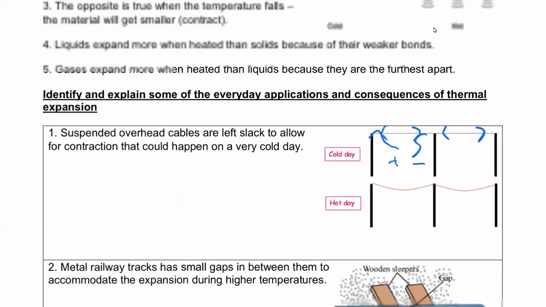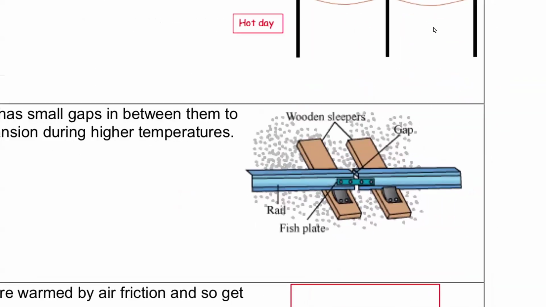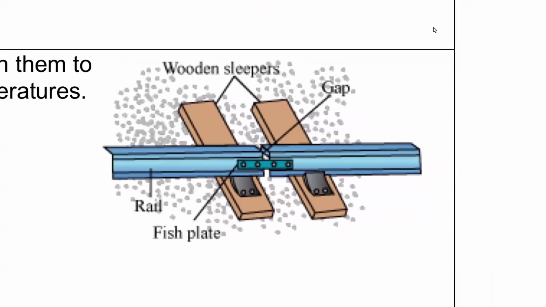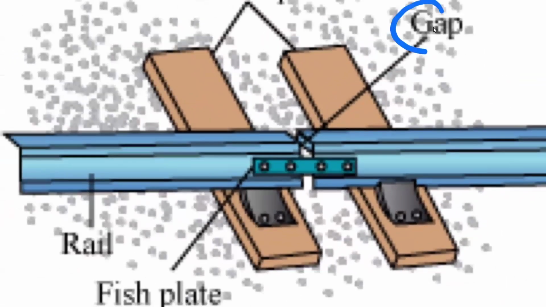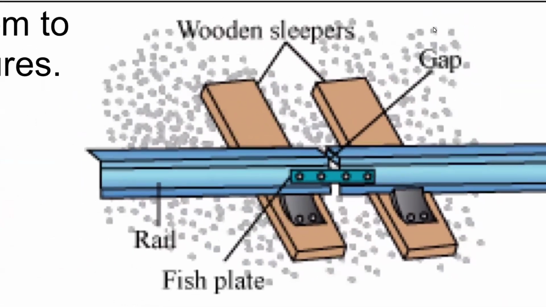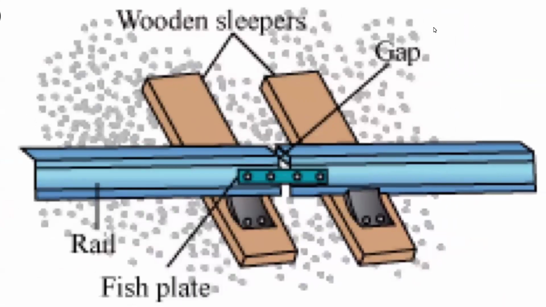So this is one of the applications. The second application is the tracks that you see on an MRT train or LRT. You'll notice that engineers purposely leave a small little gap here. Why do they leave a small little gap here? Because something will happen if it expands. It will buckle, basically.